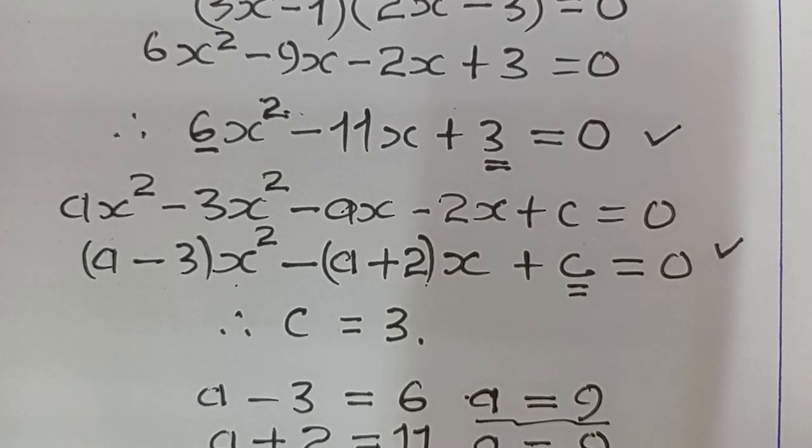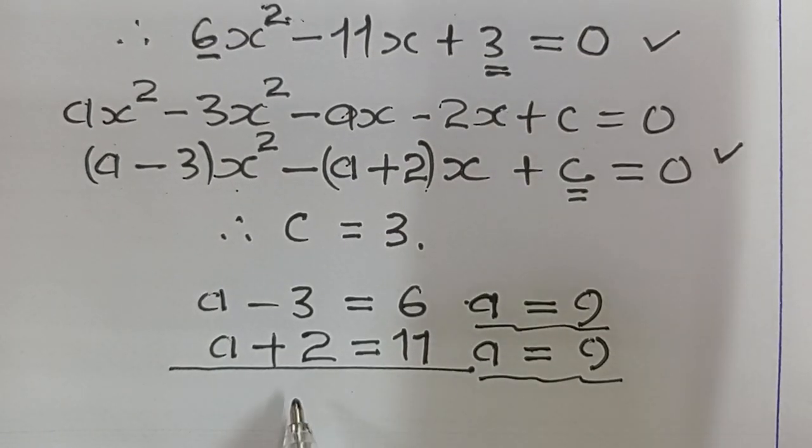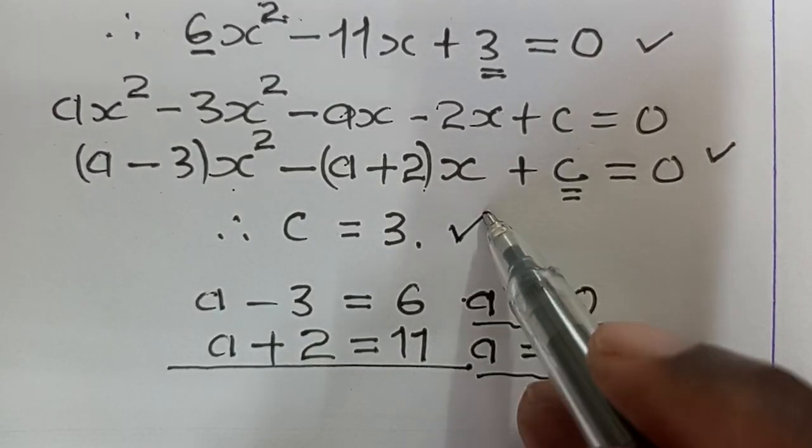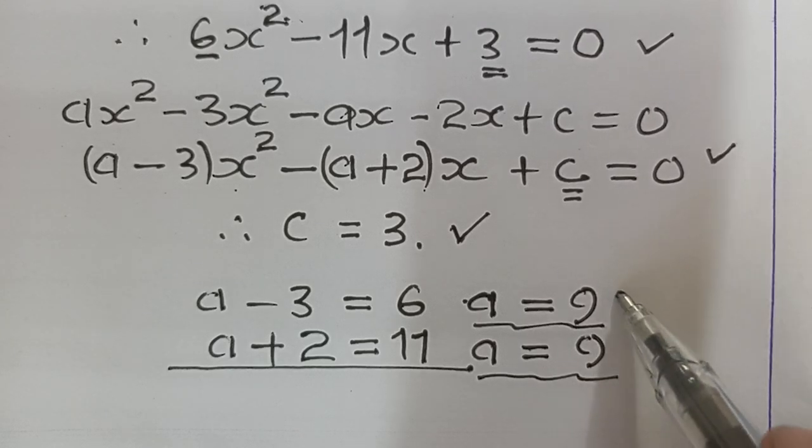So guys, this is how it is. It should be done. We don't have a simultaneous equation since we don't have two unknowns. Guys, we are able to find the c, and also we are able to find a.